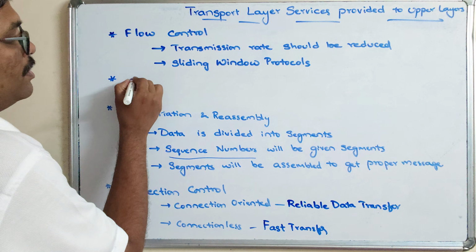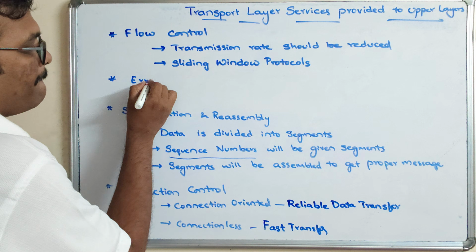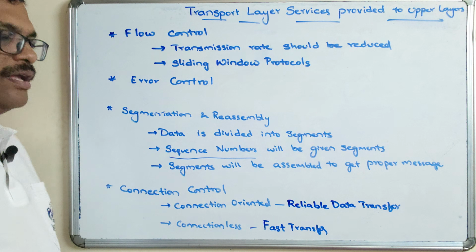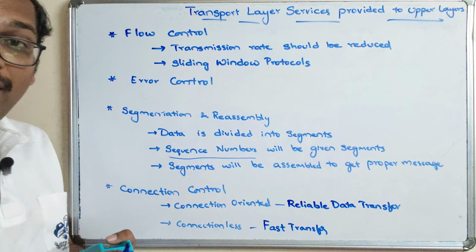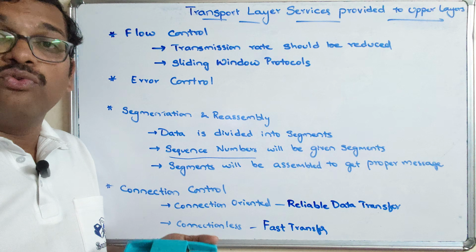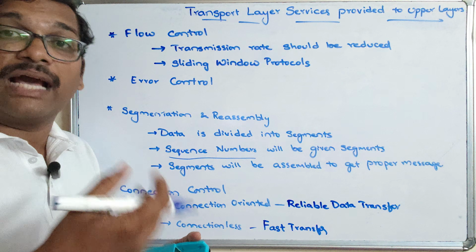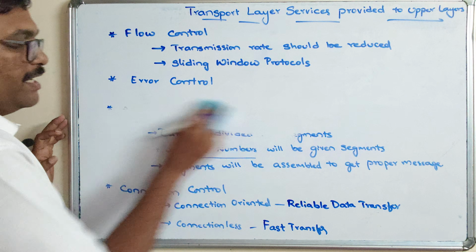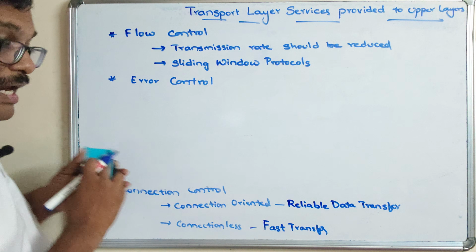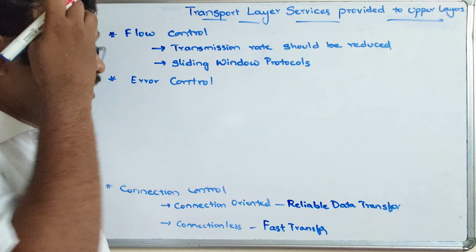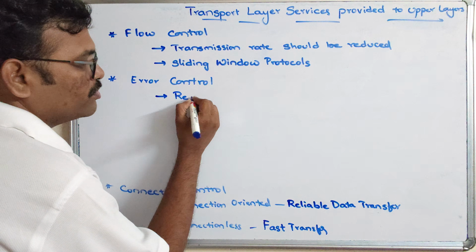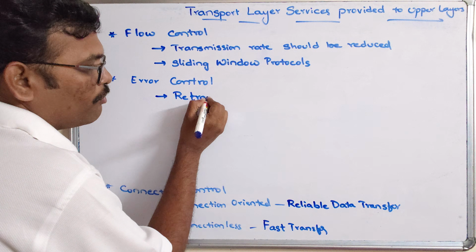Next, error control. Obviously, if you are trying to send the data from source to destination, there might be a chance of losing the data. The data can also be corrupted. So error correction: how will the error be corrected, how can the corrupted data be received correctly? That means retransmission. So we can use retransmission of packets.